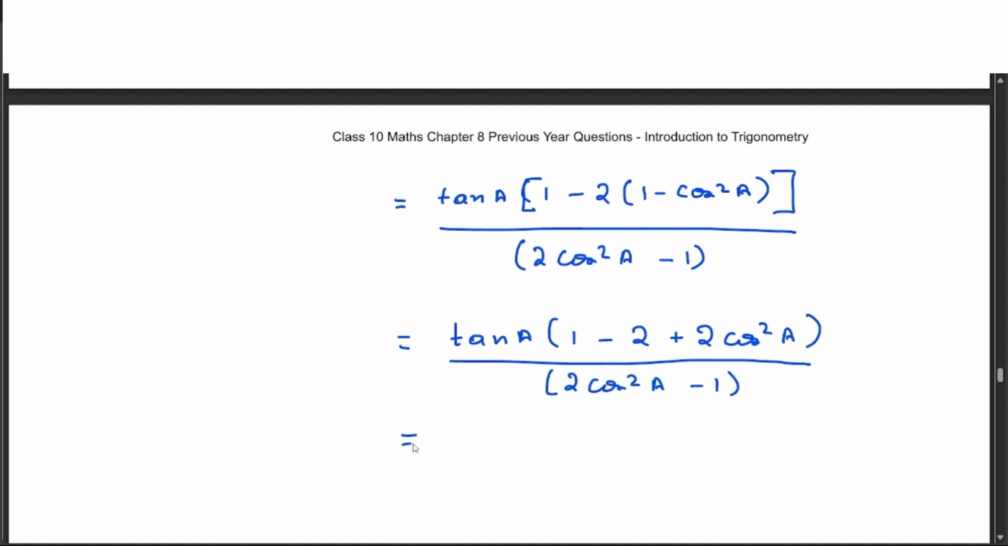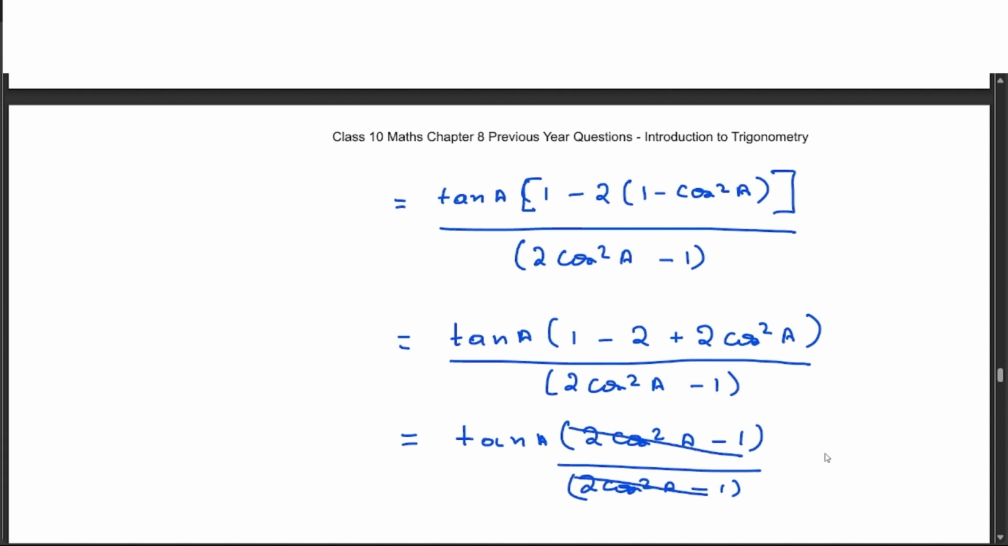Now after that you can say this 1 and minus 2 get cancelled, so you will get here 2 cos square A minus 1 over 2 cos square A minus 1. So the numerator and denominator both terms are the same, so they cancel. So you will get how much? Tan A is equal to RHS. Hope you have got this much.